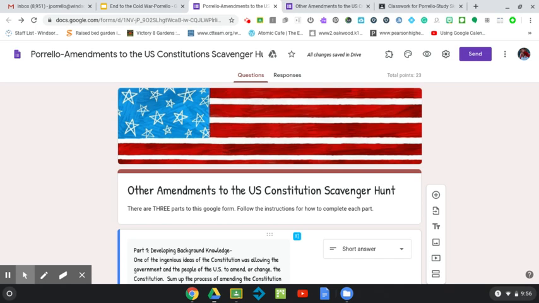the specifics of the Constitution, the different articles and what they meant. We also looked at the principles of the Constitution. What were the main ideas and tenets of the Constitution? We looked at the Bill of Rights, and today we're going to look at the other amendments, the non Bill of Rights amendments. So that would be amendments 11 through 27.